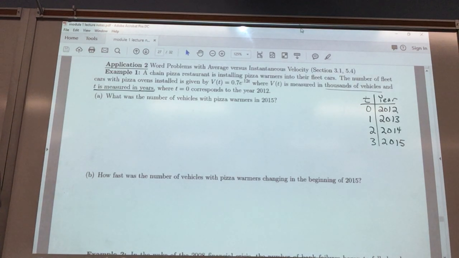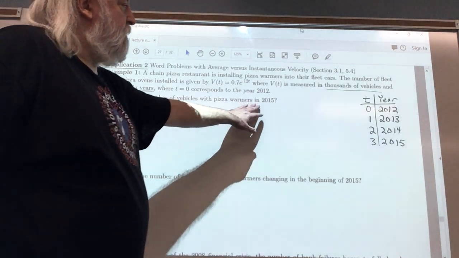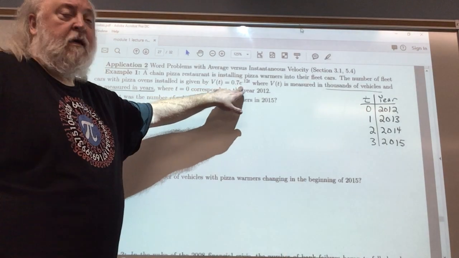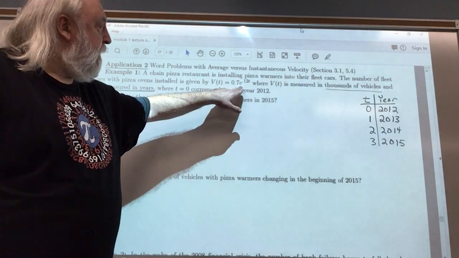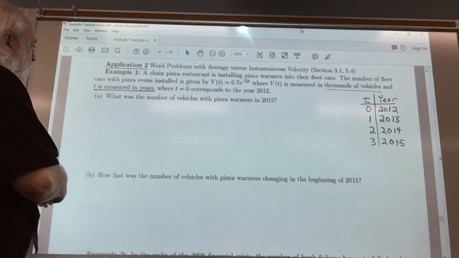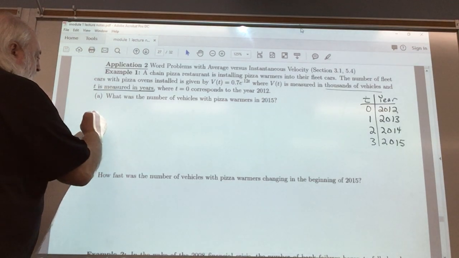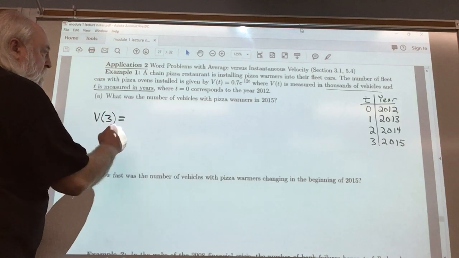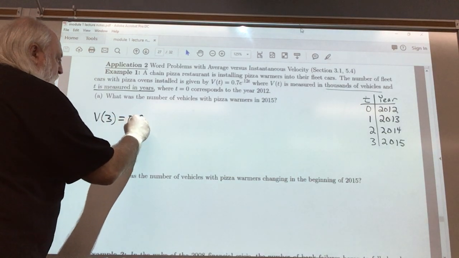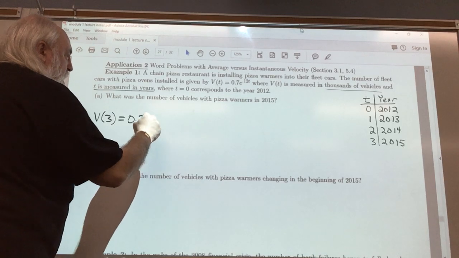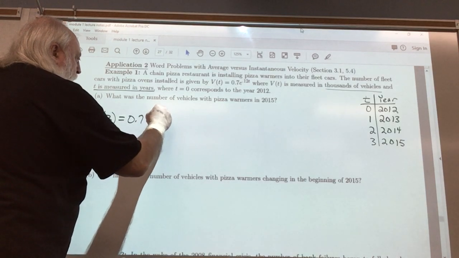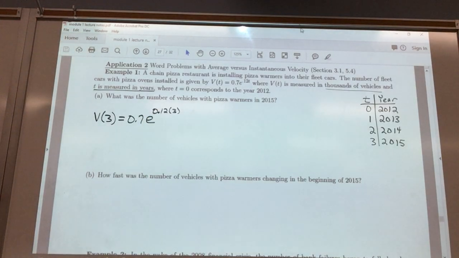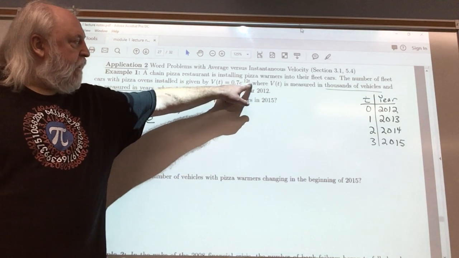So to find the number of vehicles with pizza warmers in 2015, we plug in t equals 3 into the function up here. So when we do that, we have v of 3 is equal to 0.7 times e raised to the 0.12 times 3 power. All right, so I just replaced the t on the right-hand side with 3.